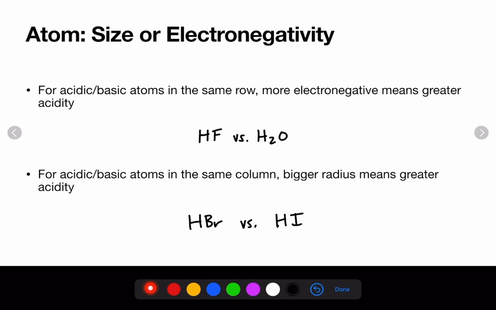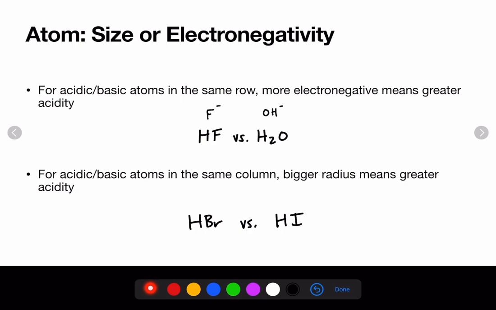Let's work through this through an example. In our first example, we have HF versus H2O. So the atoms we are comparing are F versus O. F is more electronegative, so HF is a stronger acid from the principle we just talked about. Let's look at the conjugate bases to confirm this. The conjugate base for HF is F-, and the conjugate base for H2O is OH-.